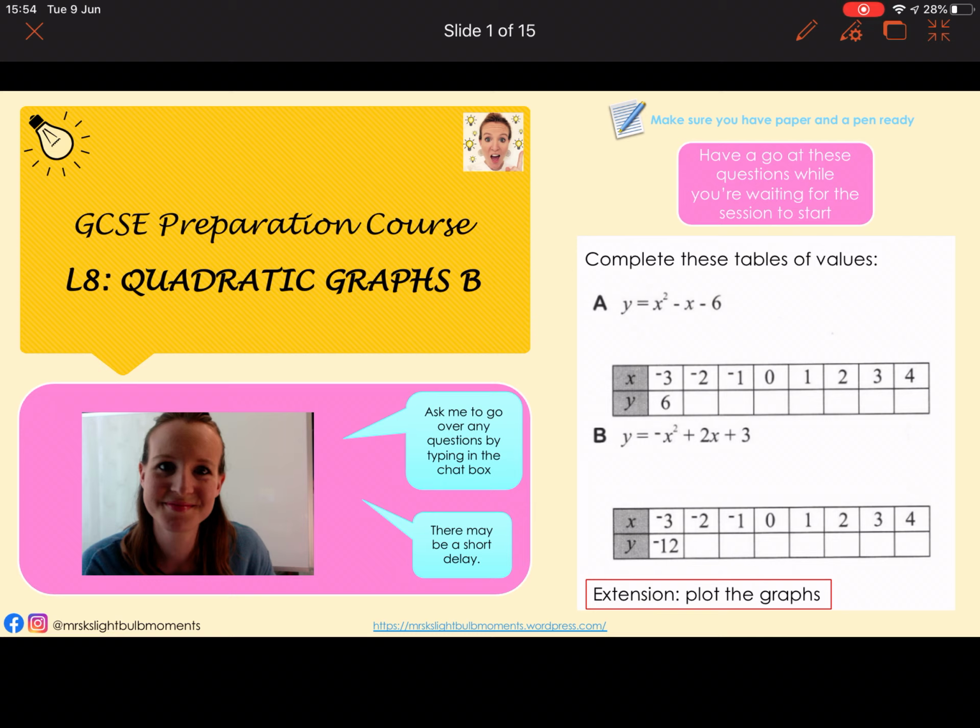While we wait for a few more people to log in, have a go at these tables of values. So you've been given equations and you've got to find the corresponding y values. This would be in readiness of plotting a curve. If you've got time, then have a go at plotting or sketching the graphs for me. Alright, we're just going to have a few minutes on this.